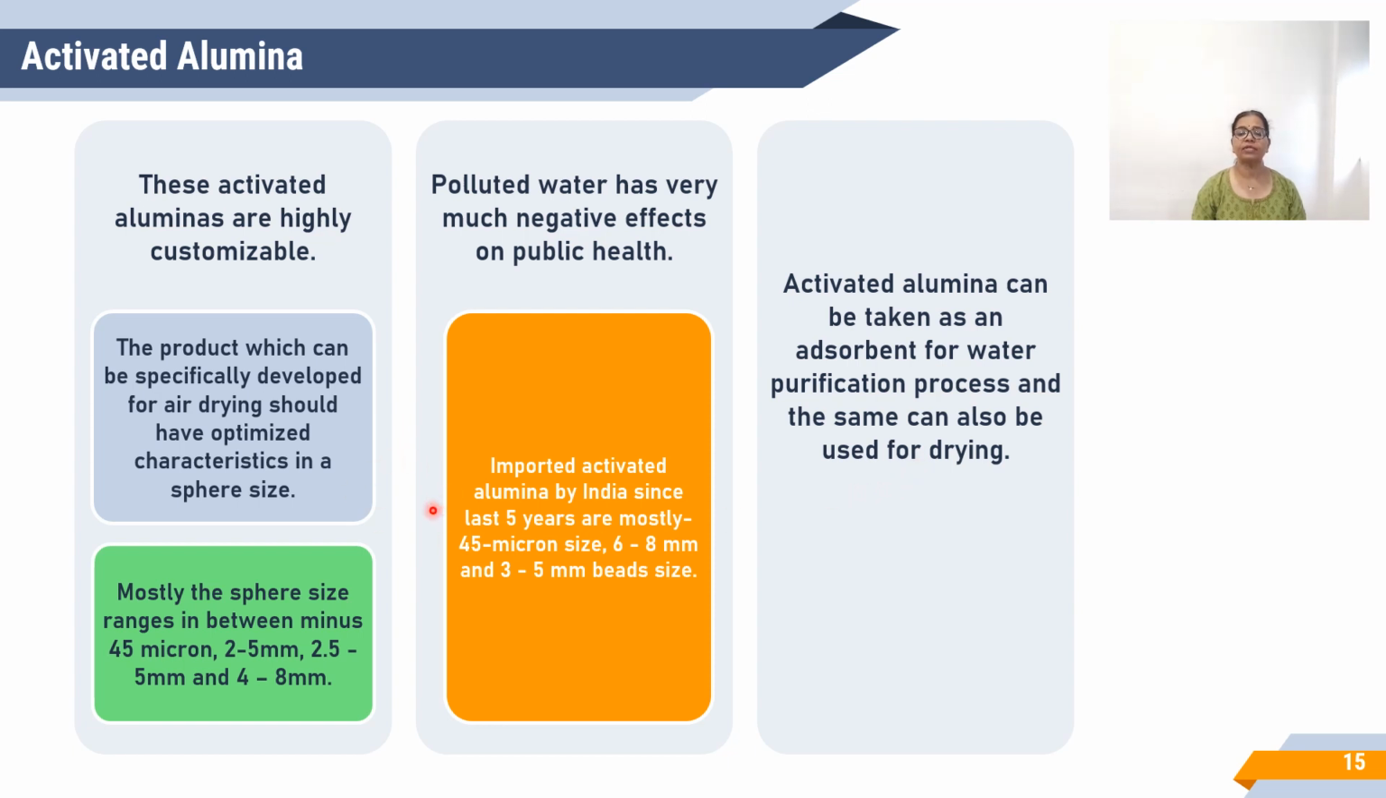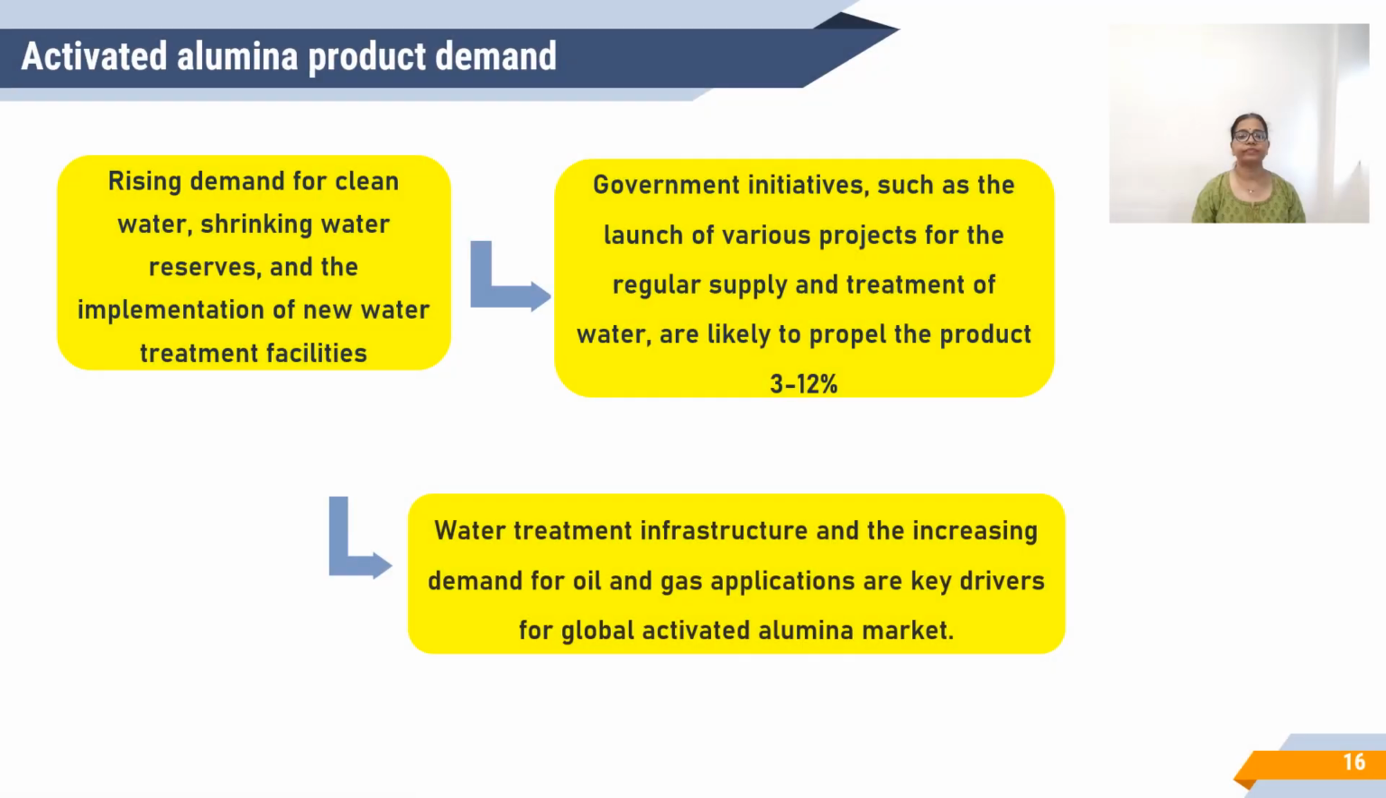So mostly these products are imported, but in India some industries are also making them. The product demand lies in clean water, shrinking water reserves and the implementation of new water treatment facilities, and government initiatives such as the launch of various projects for the regular supply and treatment of water are likely to propel product consumption by 3 to 12%. They are used in water treatment infrastructure, and the increasing demand for oil and gas applications is a key driver for the global activated alumina market.